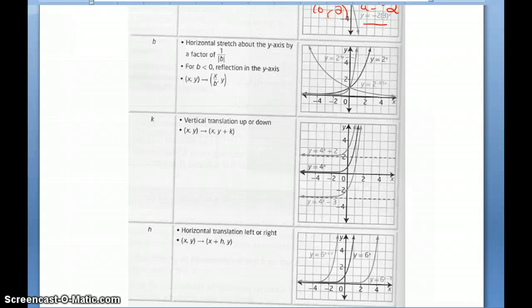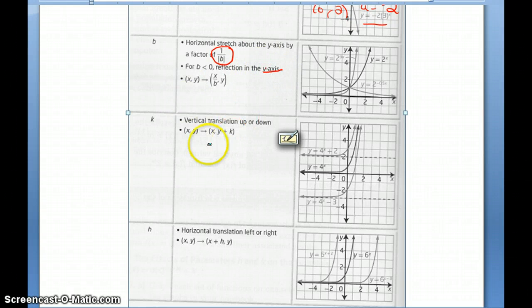So b will be a horizontal stretch about the y-axis by a factor of 1 divided by the absolute value of b. So there's a kind of key little difference there. So we're not going to multiply it by b. It's going to be a factor of 1 divided by the absolute value of b. And also one note there is that if b is a negative number, if it's less than 0, then you're going to have a reflection in the y-axis.